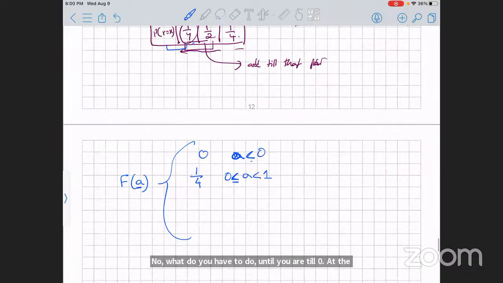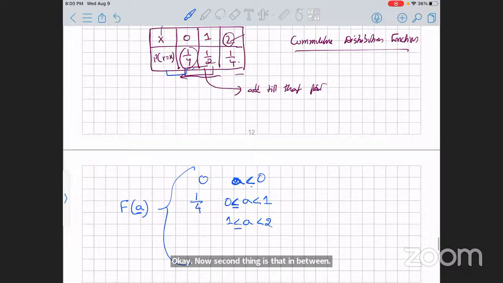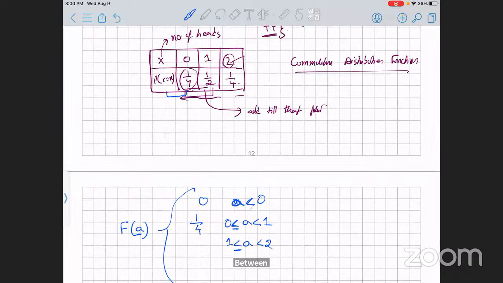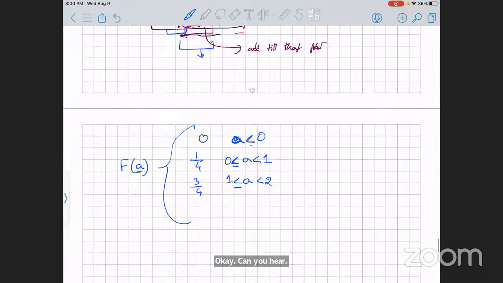Now, the second thing is in between 1 and 2. Now add till 1: 1 by 4 plus 1 by 2. It comes to 3 by 4. Till here it is clear? Yes, sir.